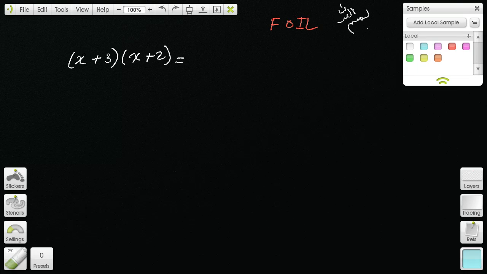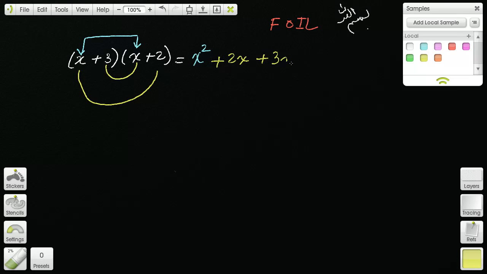You first multiply the first term of each binomial. That's the first term here and the first term here. X times x is x squared. And then you do the outer terms, which is like this. X times 2, that's 2x. And then you do the inner terms, and that's those over here. That's 3x. And then you do the last terms over here, which is 3 and 2, and that would be 6.